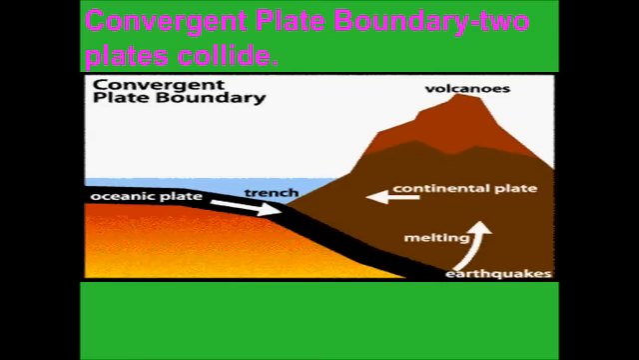Our next type of plate boundary is called a convergent plate boundary. Here you have two plates that are colliding together. Now there's different types of plates that can collide together. You have the oceanic plates and you also have continental plates. When an oceanic plate collides with a continental plate, they call it a subduction zone. This is because the oceanic plate is a lot more dense than the continental plate. And what happens is the oceanic plate will go underneath the continental plate, forming a trench.